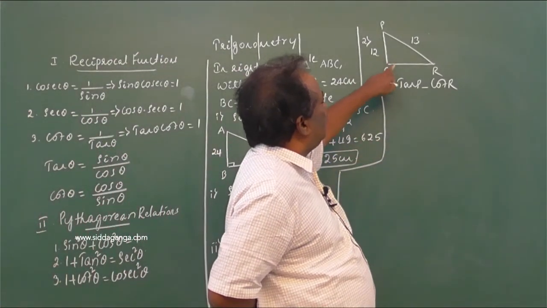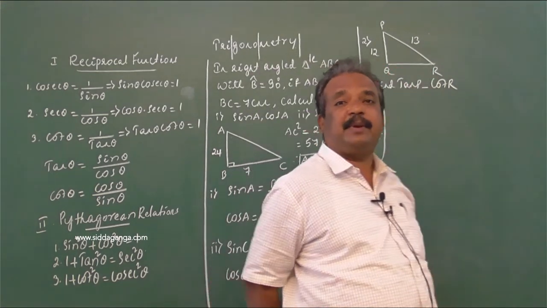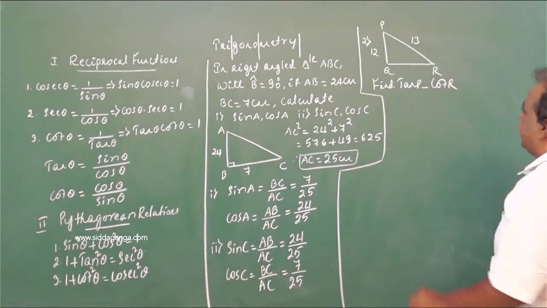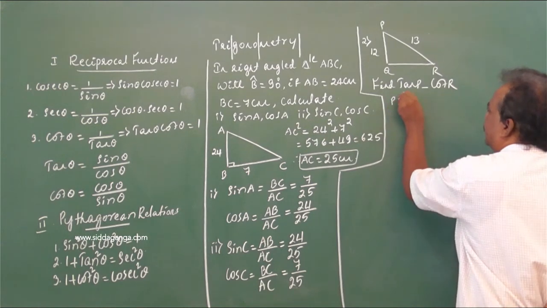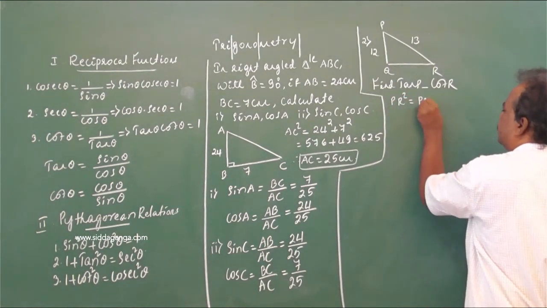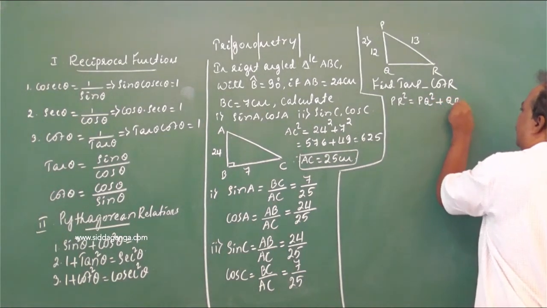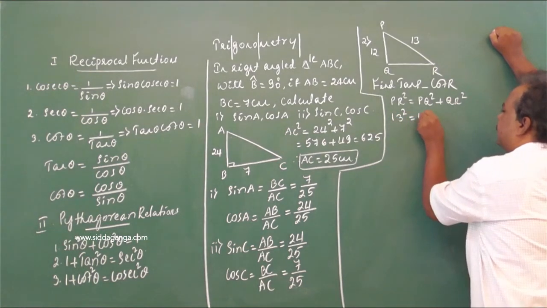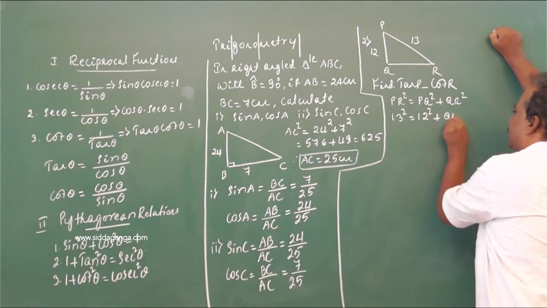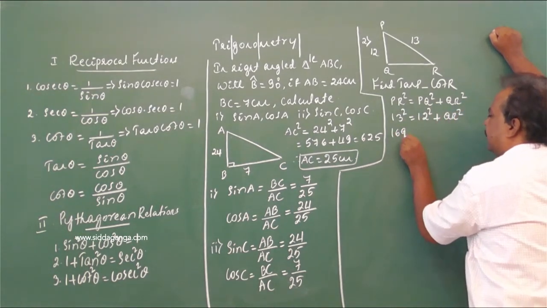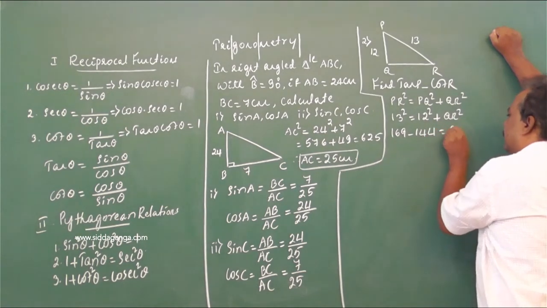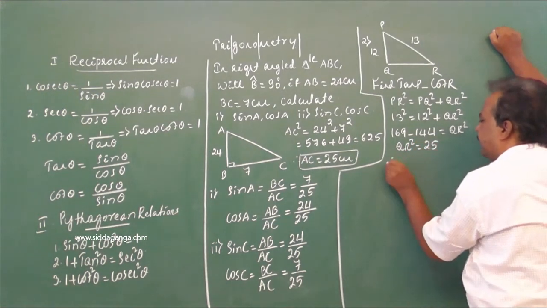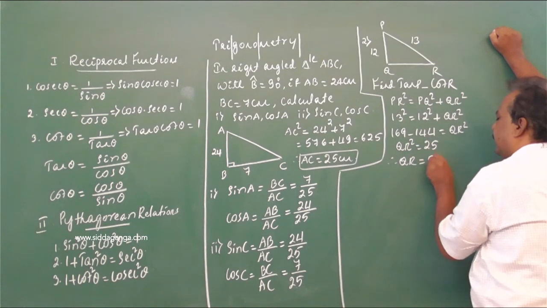Here, one of the two legs is given and the other leg is to be found. First, you have to find QR. See, PR square is equal to PQ square plus QR square. What is PR square? 13 square. PQ square is 12 square plus QR square. 169 minus 144 is equal to QR square. QR square is equal to 25. Therefore, what is QR? 5.